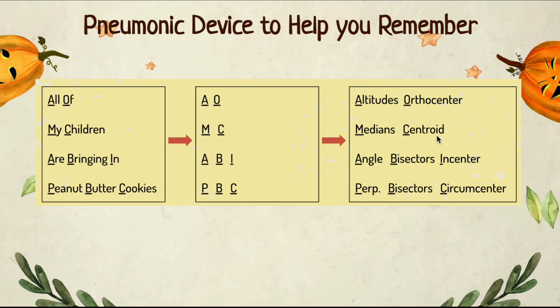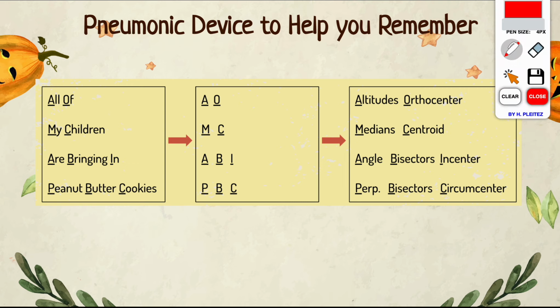This is a mnemonic device to help you remember all of the different vocabulary words with their constructions. The mnemonic says, all of my children are bringing in peanut butter cookies. So if you fill those letters in, it's A-O-M-C, A-B-I, P-B-C. And we write it like this for a reason, because they stand for something.